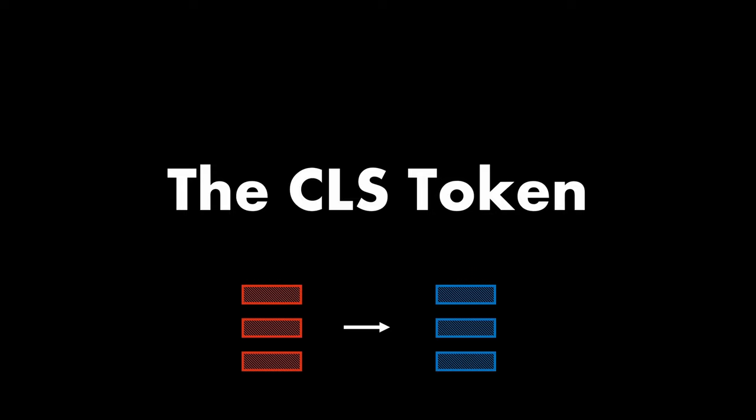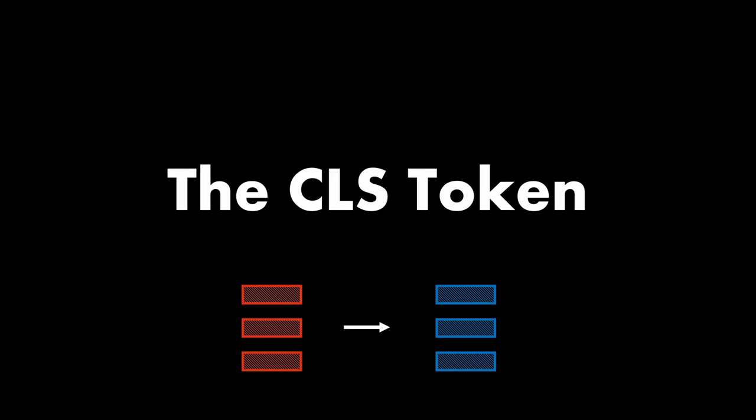Now let's quickly talk about the CLS token. CLS stands for classification here. Typically, at the end of a network, you want to gather all of the information into one representation and use it for classification. As the transformer is a sequence-to-sequence model, you will have several outputs at the end. So what's the best way to get a single global representation?